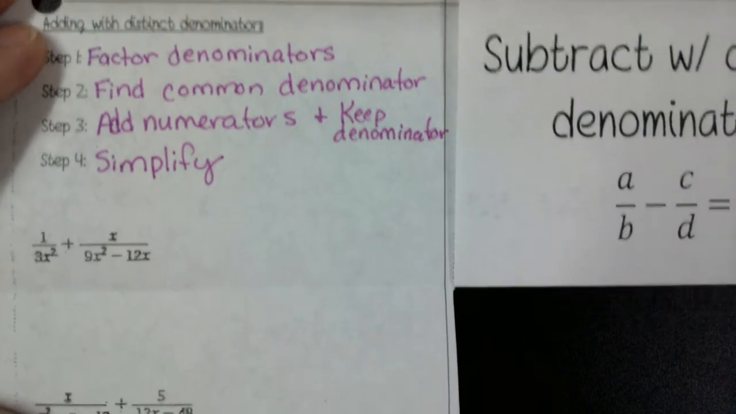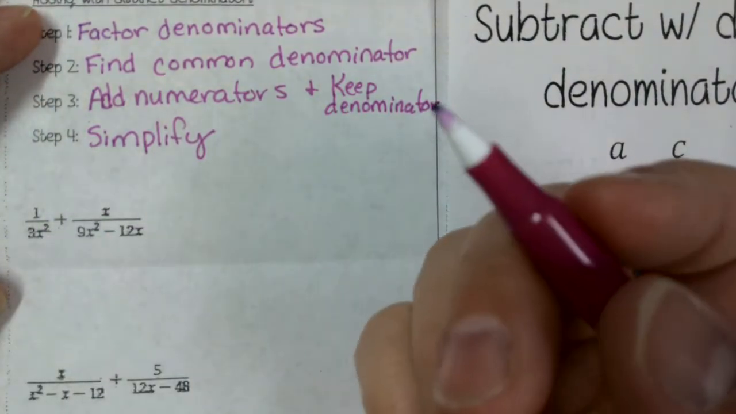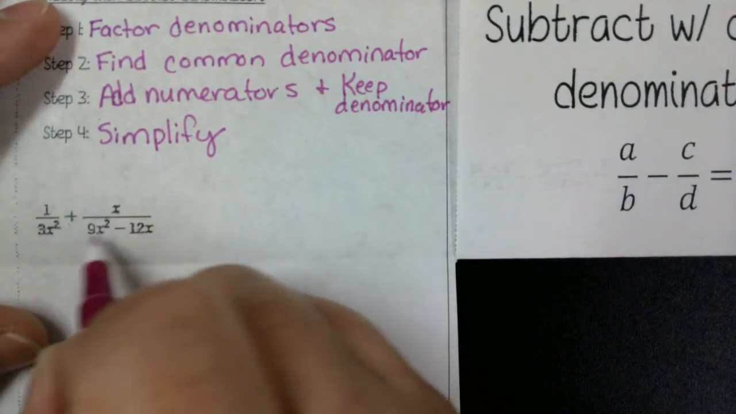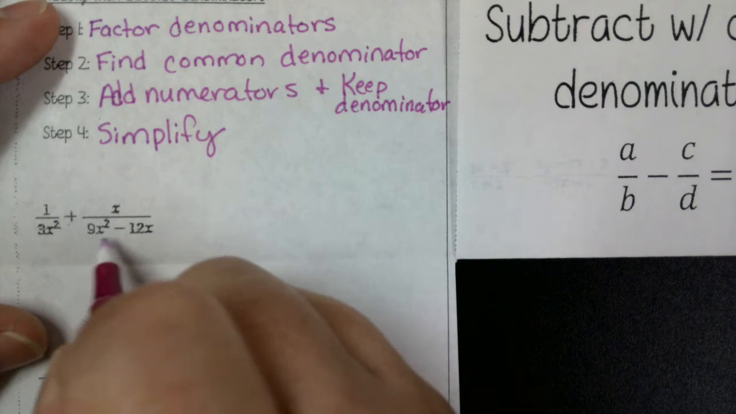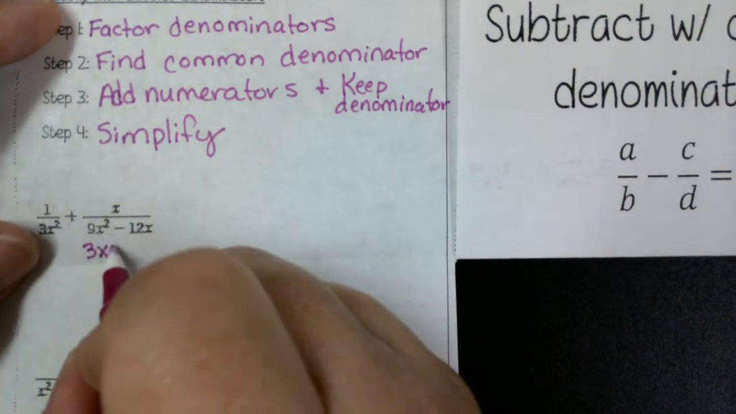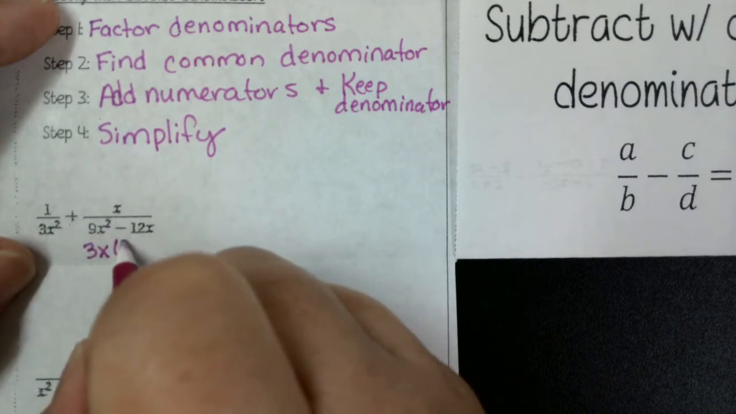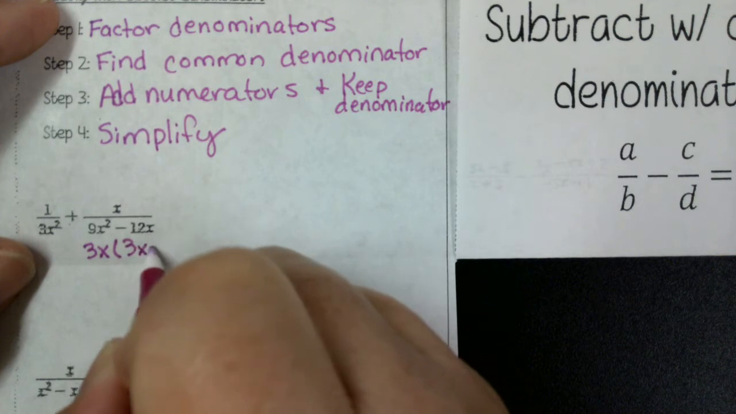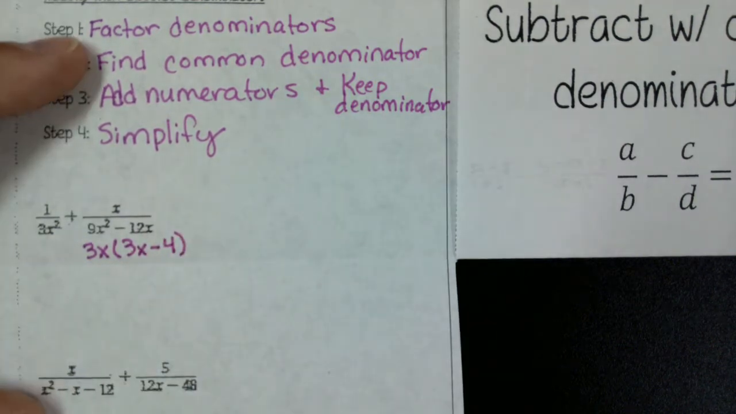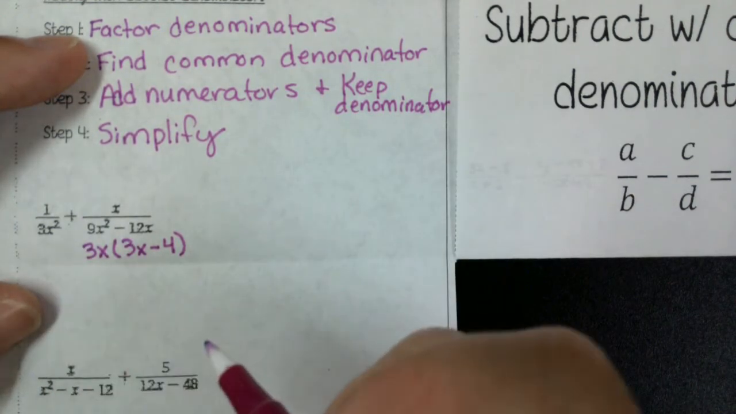So to factor my denominators, I'm going to take a peek. 3x squared is just a little monomial, so there's not really anything that I need to do there. But here I can see that I have a common factor of 3x. Okay, and when I factor that out, I have 3x minus 4 left in my denominator.